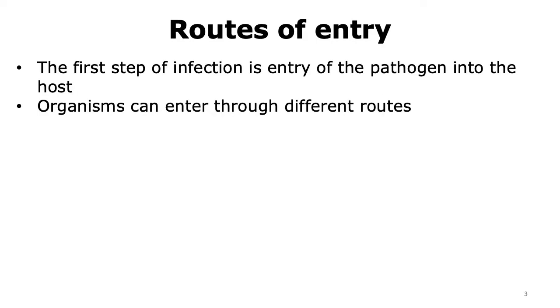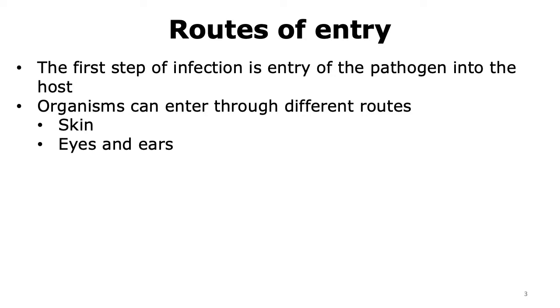The first step in the infection process is the ability of the pathogen to gain entry into the host. Now, pathogens can enter the host through many different ways. Let us look at some of them. One way is the skin. The skin is the largest organ of the body, and hence it is easy for the pathogen to invade into the host through the skin.